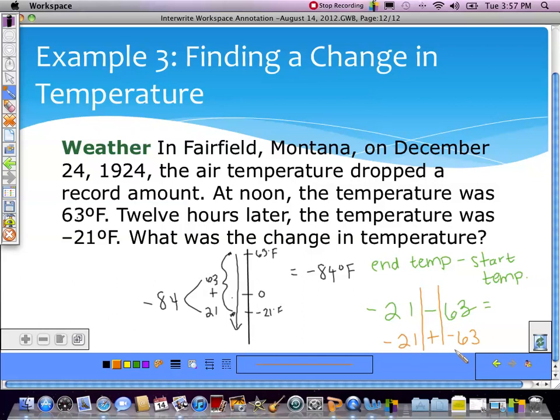Now we just have an adding integers problem, and you guys learned from our previous lesson that if the signs are the same, which in this case they are both negative, I'm going to add the numbers together, so I'm just going to come to the side and add 63 plus 21, which is 84. The signs are the same, so add the numbers and keep the same sign. So we're going to keep the negative, -84. So you can see from the illustration and from our formula, both ways give you -84 degrees Fahrenheit as the change in temperature.